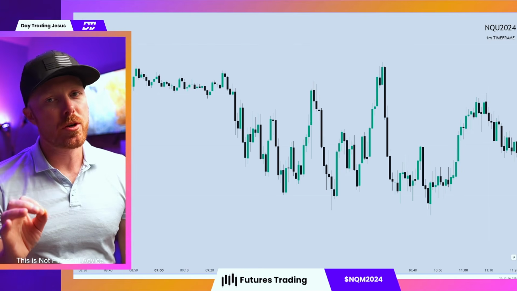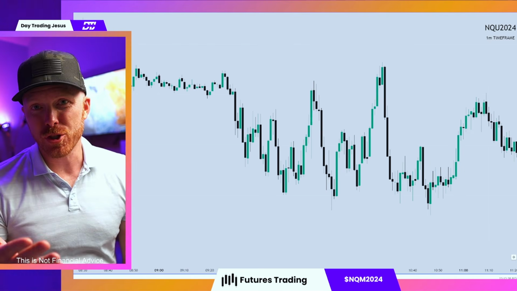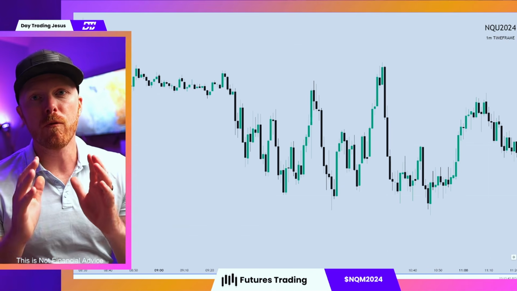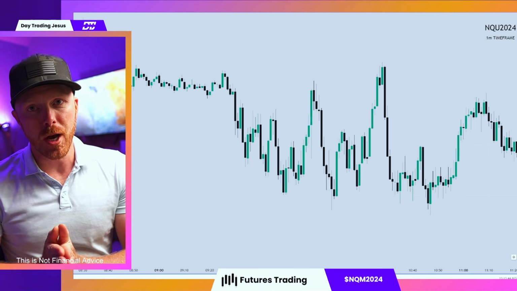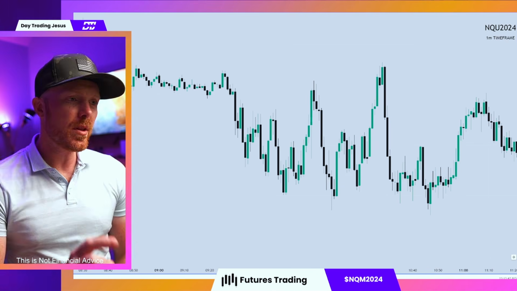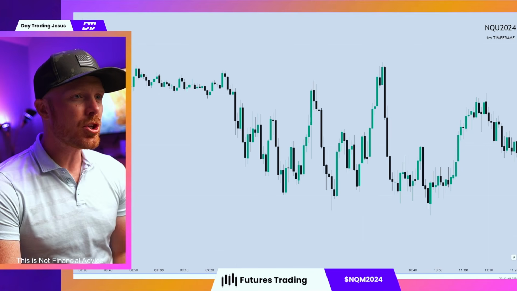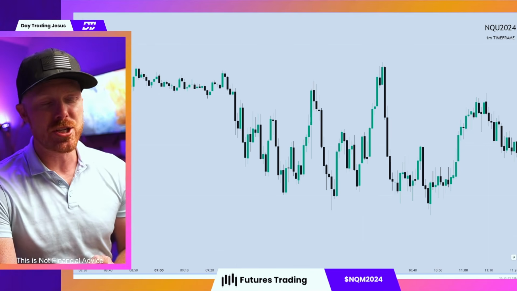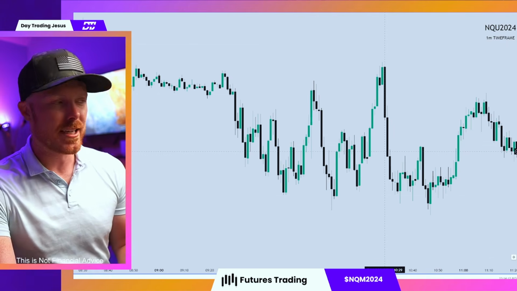Now that we have a good understanding of how to use the inversion model, let's talk about the 5 mistakes that you want to make sure to avoid when using this model in your own trading. Let's begin with number 1. Number 1 is to make sure that you do not use this model when you're in consolidation, because it's less consistent. Let me show you.